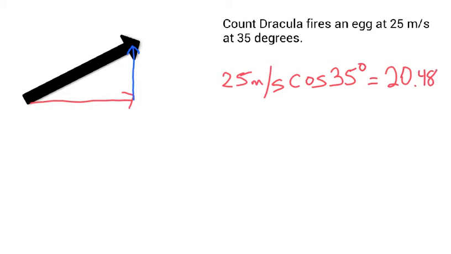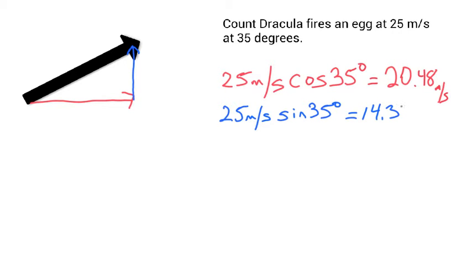20.48 meters per second. For the y component, it's 25 meters per second times the sine of the angle it makes, which gives us 14.34 meters per second.